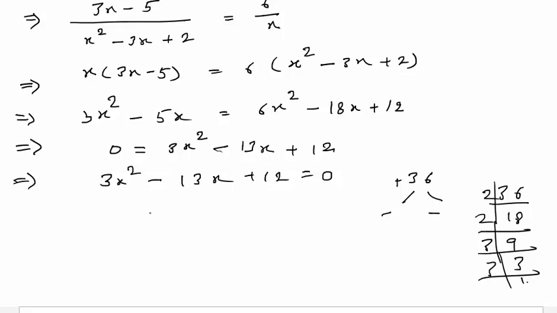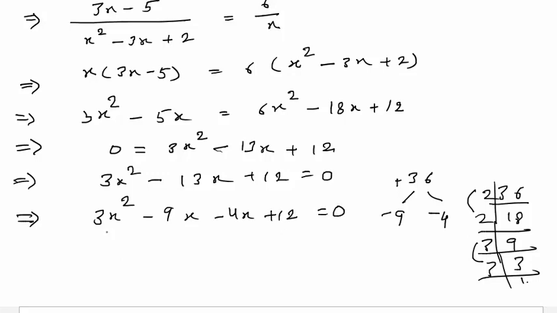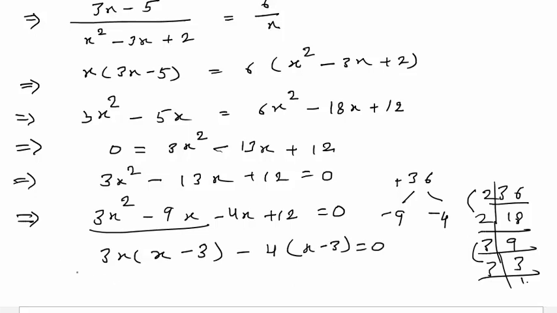should be minus 13. Now you can see that this 9 and 4, their addition will give me 13. So I say that this is minus 9 and this is minus 4. So this will become 3x square minus 9x minus 4x plus 12, and you will get answer as 0. Now from here we can take 3x as common, so I have x minus 3, and from here I will take minus 4 common and I will get x minus 3 equal to 0.